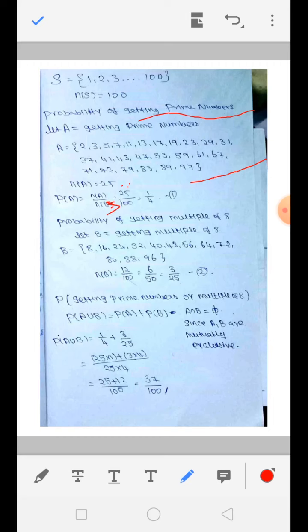So consider this as the first equation. Don't forget the formula is number of A divided by number of S. Okay, look at that, number of A divided by number of S. So I have found the probability of getting prime numbers. Next one is the probability of getting a multiple of 8.